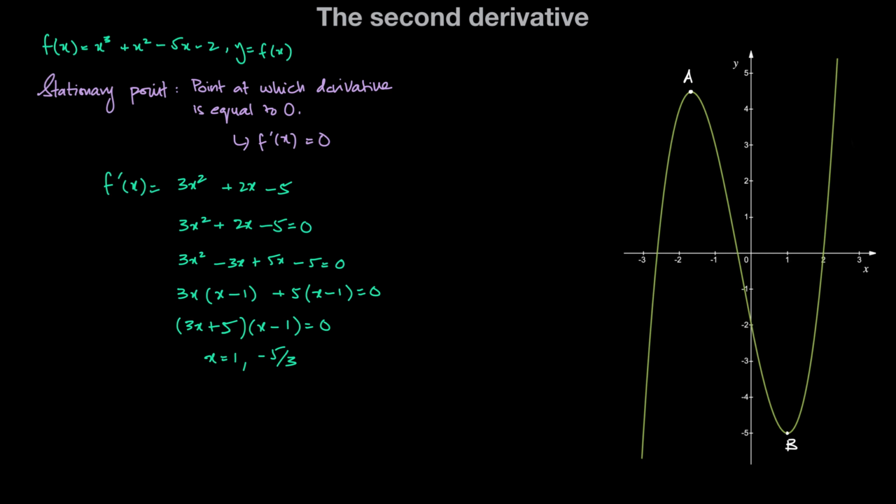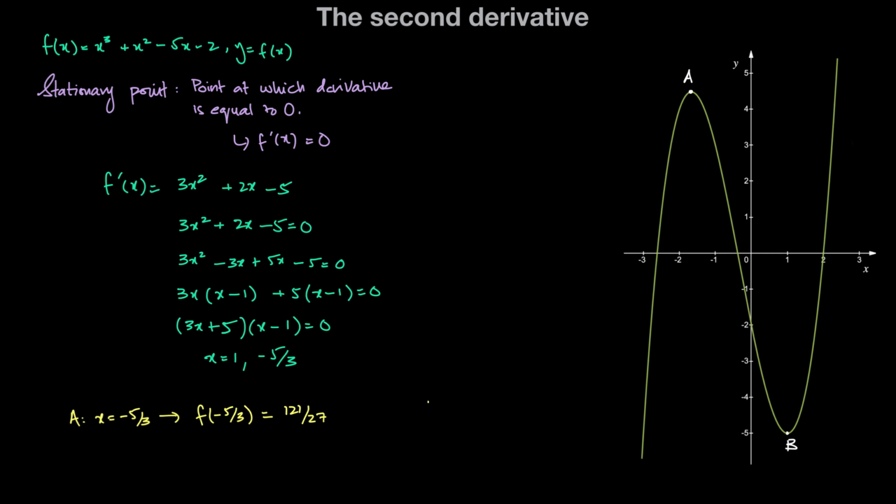And now we can find the y coordinates for these points by simply substituting the values of x into the expression that we have for the function f, since y is equal to f of x. For the point A, we know that the x coordinate is equal to negative 5 over 3. So the y coordinate will simply be f of negative 5 over 3. And when we calculate this, we have to substitute negative 5 over 3 for x over here. And if we calculate this, we get 121 divided by 27. That's the exact value for this y coordinate here.